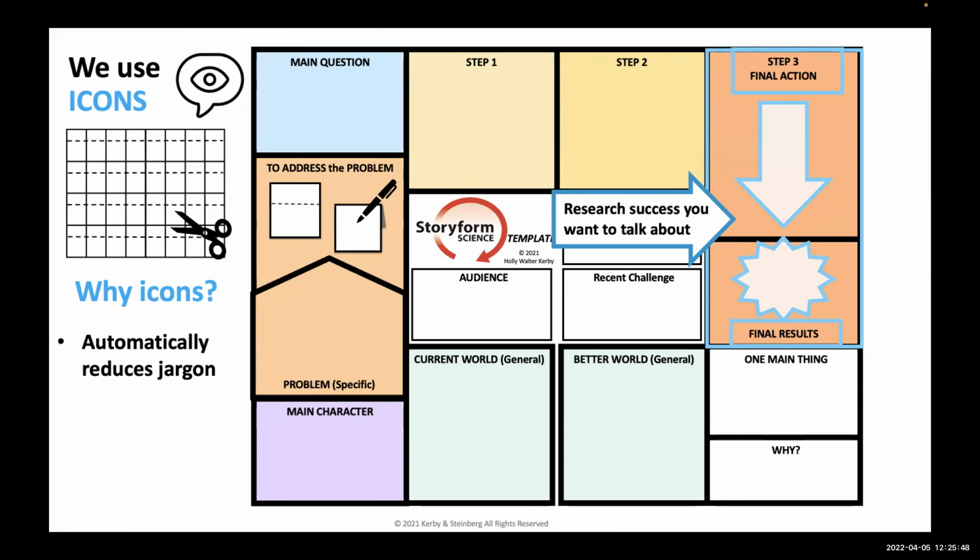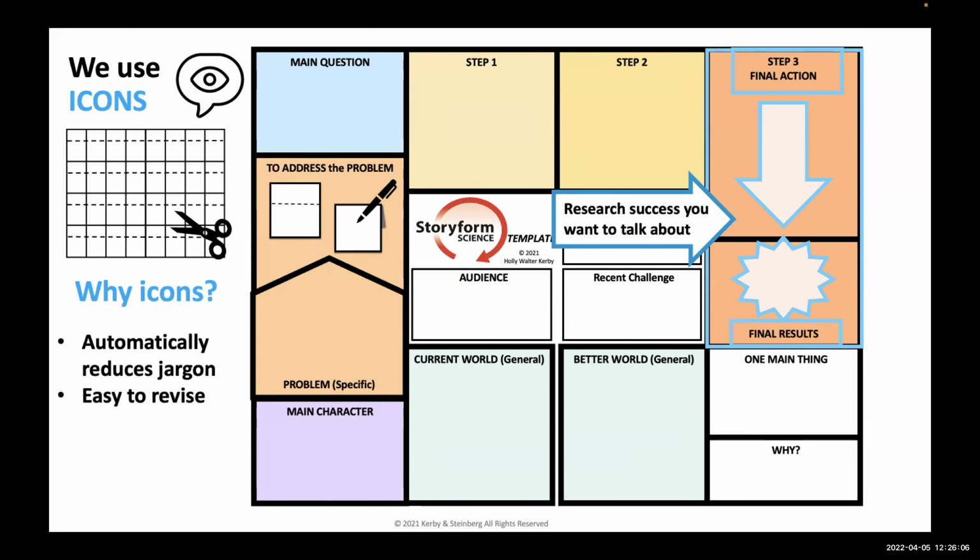Number 1, it automatically reduces jargon, and jargon is the enemy of all science communication. If somebody doesn't know the word you're using or the term, then you've lost them right there. Icons keep you from using jargon.